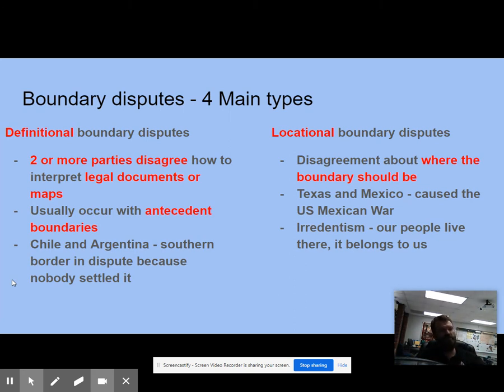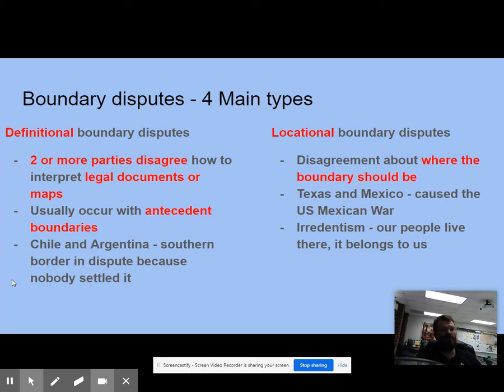So Chile and Argentina in South America, the southern border was in dispute because nobody really settled it. So they thought this was their land, and somebody else thought that was their land. That's a definitional boundary, where they have to create some kind of legal document to settle it.